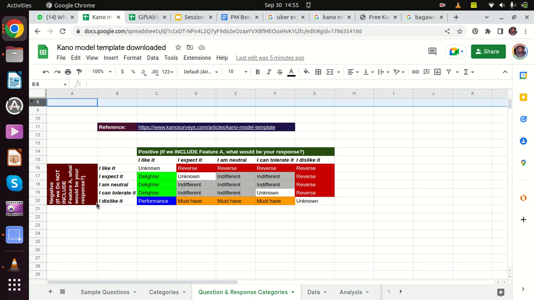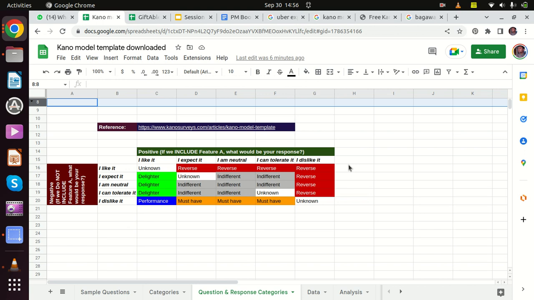The customer might pick any of these options for the negative question, from I like it, I expect it, etc., all the way to I dislike it. Similarly, for the functional question, the customer can pick any of these responses from I like it to I dislike it. Now, let's take them one by one. You can see that there are different categories of features shown here. Is the categorization automatically happening here? There is a particular set of rules to do this categorization, and that you can see over here.